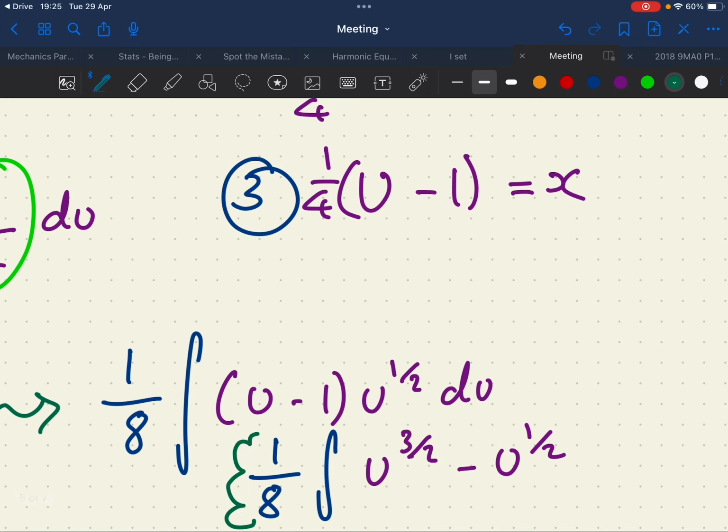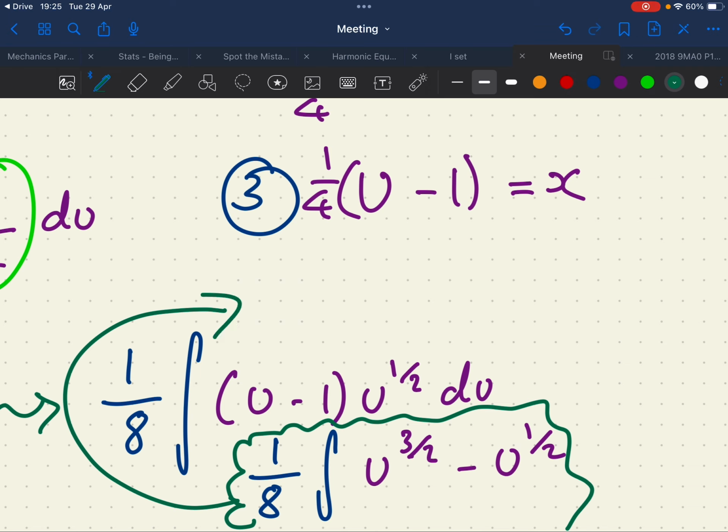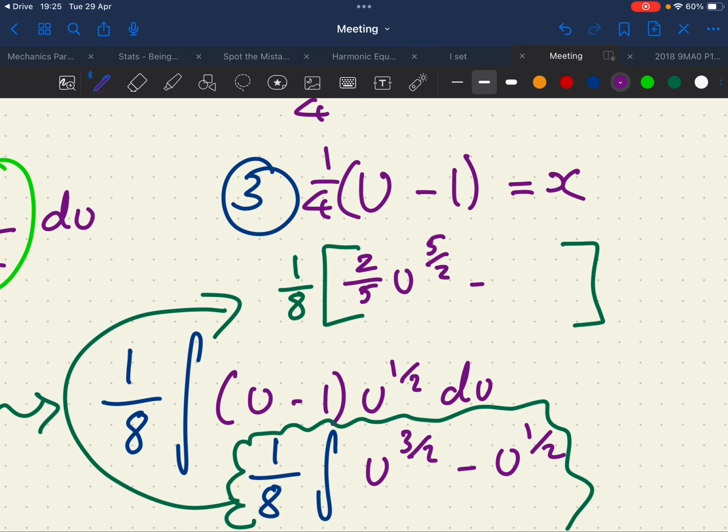We'll finish this one off. So over here, we're going to leave the eighth. We're going to put our bracket here. So this would be 5 over 2, so it would be 2/5 u to the 5 over 2, minus 2/3 u to the 3 over 2.